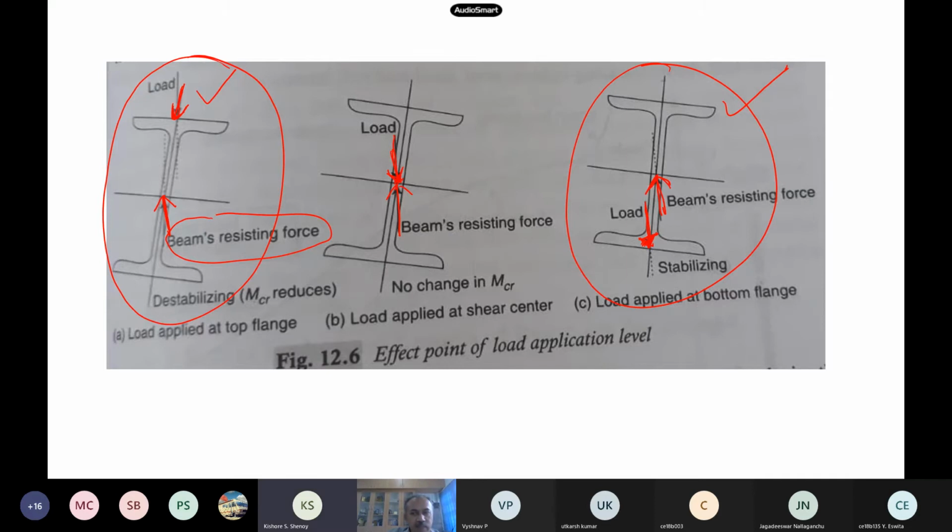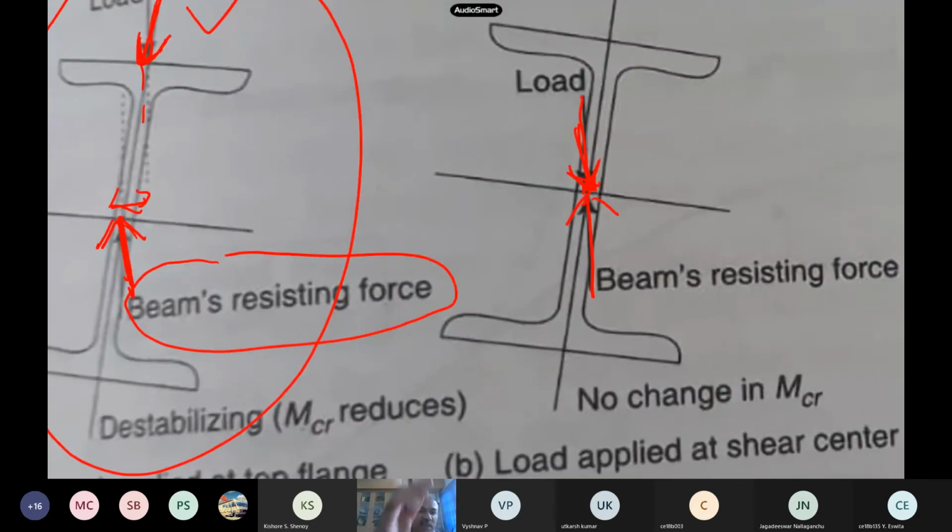Top flange. So be careful. In the top flange, what is happening? The load is like this, and the beam is buckling laterally in this direction only. So automatically you have a lever arm here also. So there is a chance that this will buckle fast.